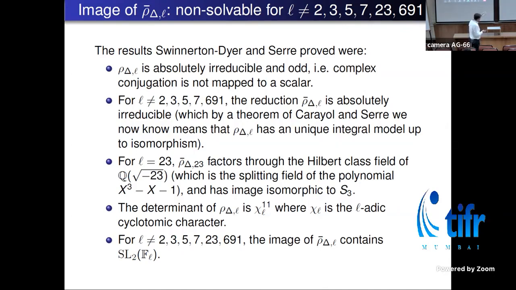It's non-solvable. It contains SL2(F_l). So this they did as a result of some rather beautiful and deep study of congruences between modular forms. This is work of Serre and Swinnerton-Dyer, which was first reported on, I think, by Serre in a Bourbaki seminar talk, maybe in 1972 or 73. And then I think Swinnerton-Dyer also wrote an article in one of the Antwerp proceedings.